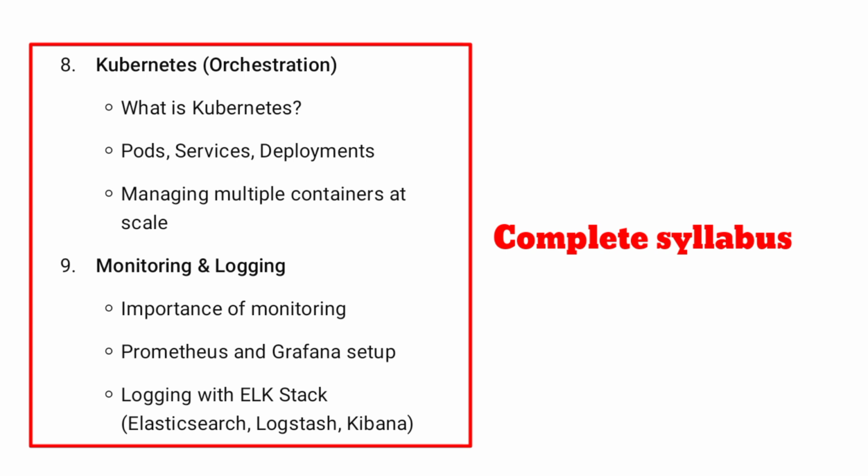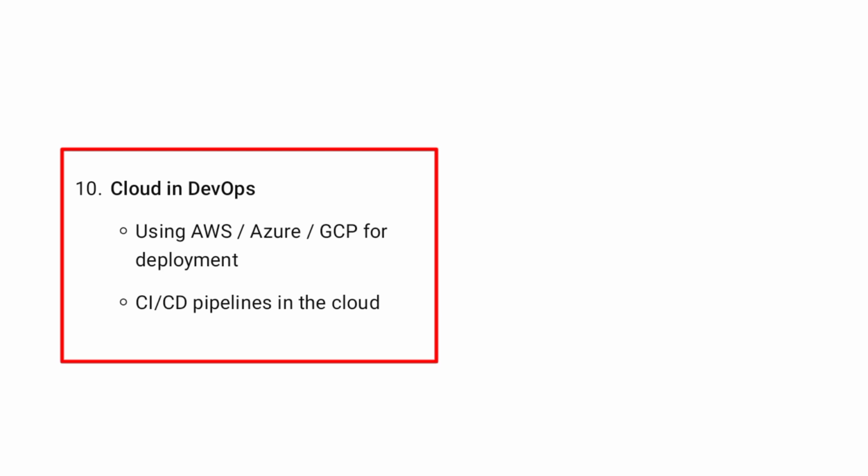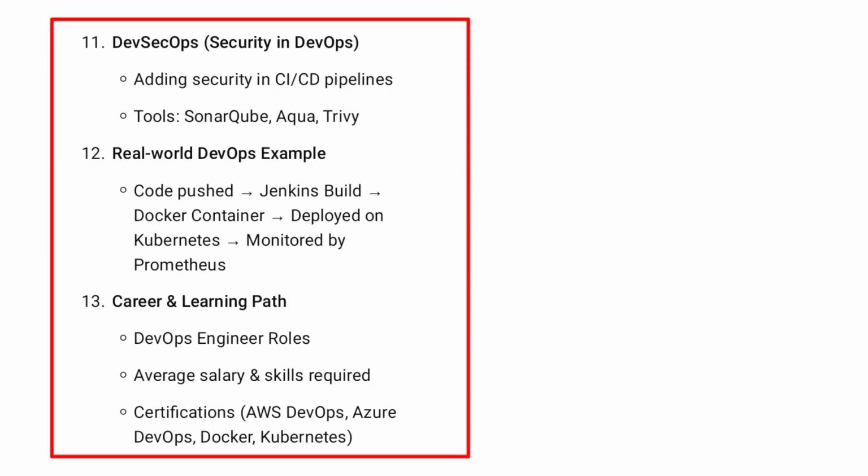9. Monitoring and logging. Importance of monitoring. Prometheus and Grafana setup. Logging with ELK Stack: Elasticsearch, Logstash, Kibana. 10. Cloud and DevOps. Using AWS, Azure, GCP for deployment. CI/CD pipelines in the cloud. 11. DevSecOps, security in DevOps. Adding security in CI/CD pipelines. Tools: SonarQube, Aqua, Trivy. 12. Real-world DevOps example. Code push, Jenkins, build, Docker container deployed on Kubernetes, monitored by Prometheus.